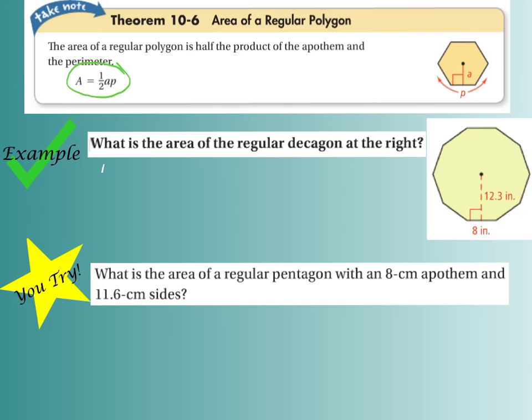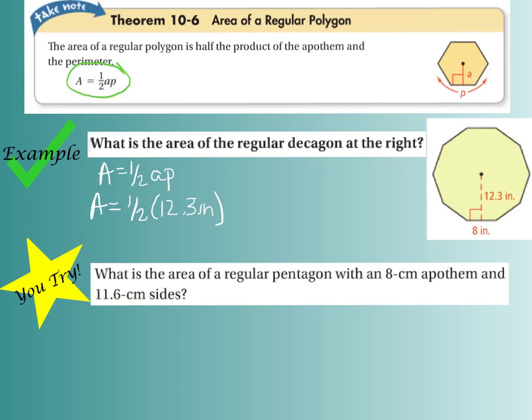Area equals 1/2 AP. I know that my apothem is 12.3 inches. That's this length right here that they gave me. So I'm going to plug that in for my apothem, 12.3 inches. And then my perimeter I have to calculate. But they did tell me that this piece here is 8 inches.